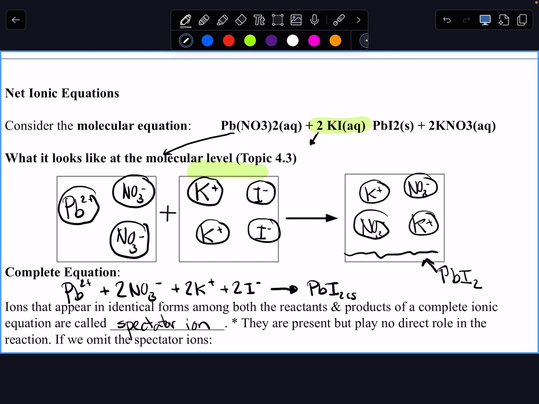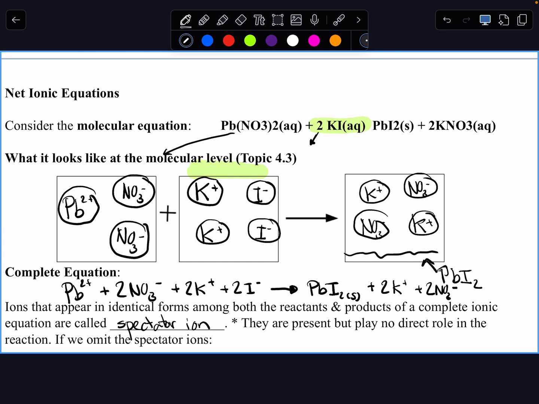PbI2 as a solid. Notice that one does not have charges because it's a solid, right? They're not broken apart into their ions. But then we still have our 2 K+ and our 2 NO3-. So once again, this is just our visual in a chemical equation form. This helps us see what I like to think of as the true state of everything present. Because even though the overall reaction has it written as KI, since it's aqueous, it's not really KI. It's really K+ and I-, right? They're separate from each other.